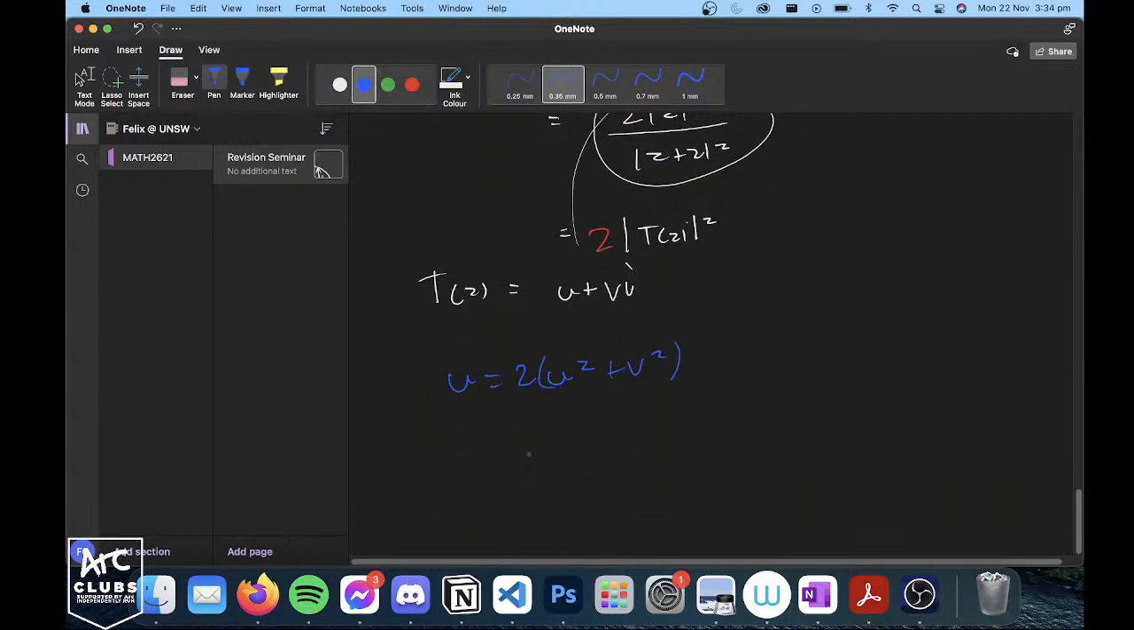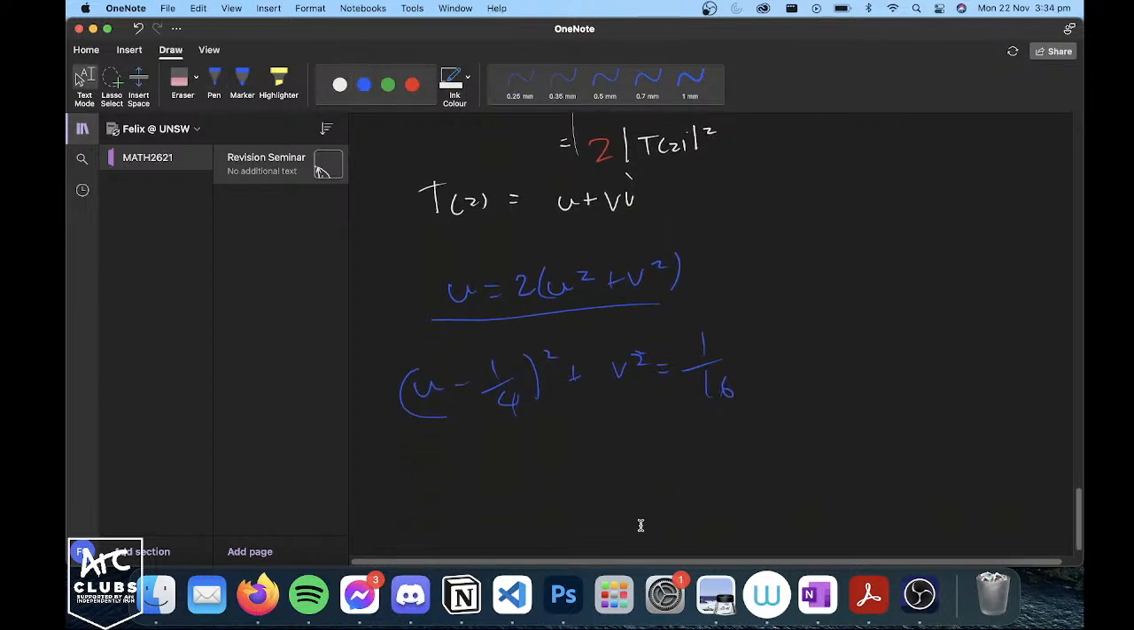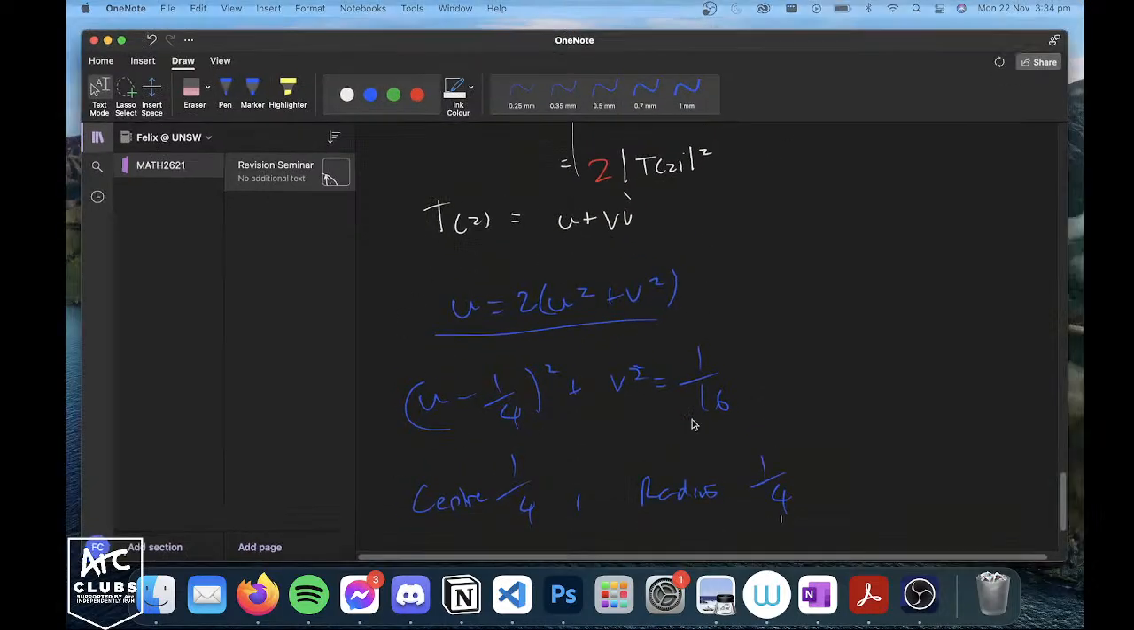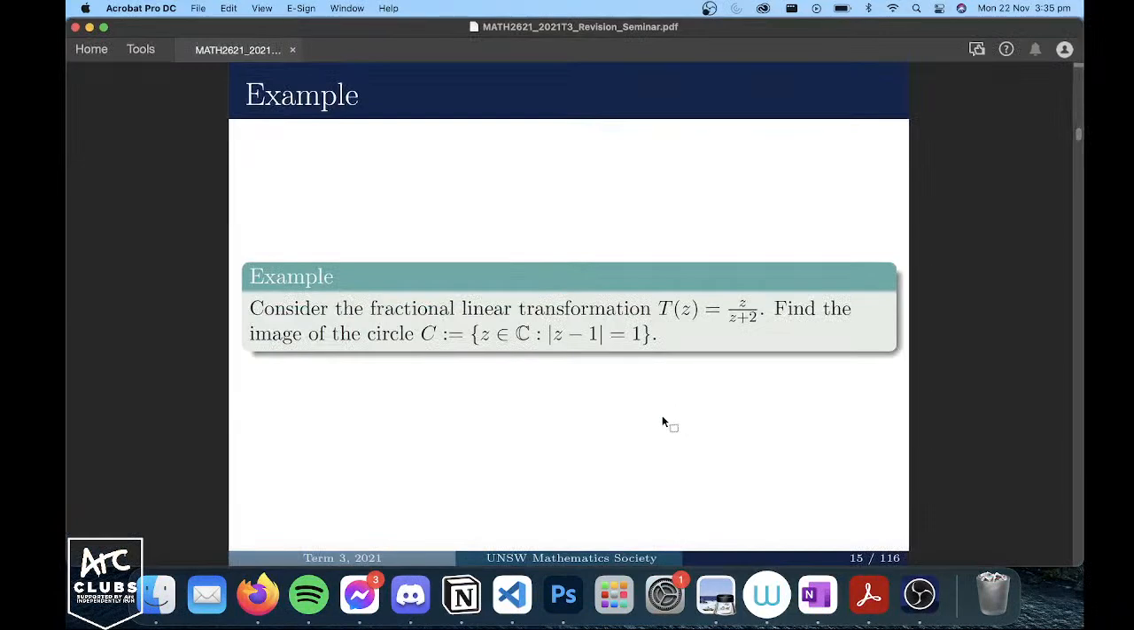From there, you just need to do some completing the square, and you eventually get to something like this: (u - 1/4)^2 plus v^2 is equal to 1 over 16. As a result, you get a circle with center 1/4 plus 0i, just 1/4, and the radius would also be 1 over 4. Okay, let's jump back into the notes.